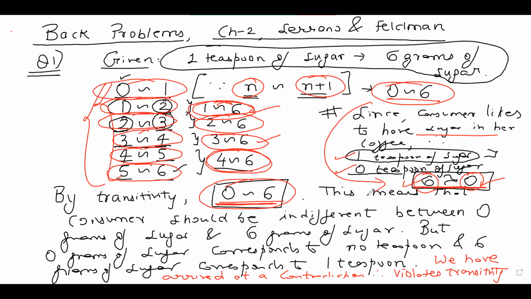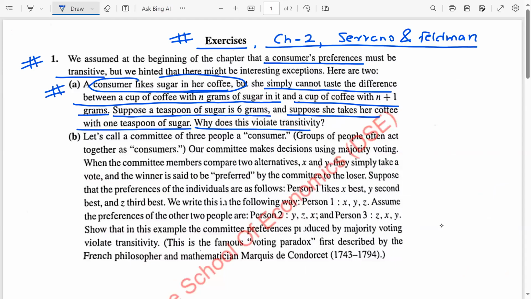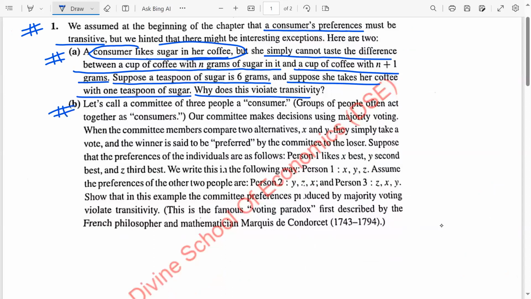So if I come back to the question paper, let's call a committee of 3 people a consumer. Our committee takes decisions using majority voting. When the committee members compare two alternatives X and Y, they simply take a vote and the winner is said to be preferred by the committee to the loser. Now, suppose the preferences of the individuals are as follows.